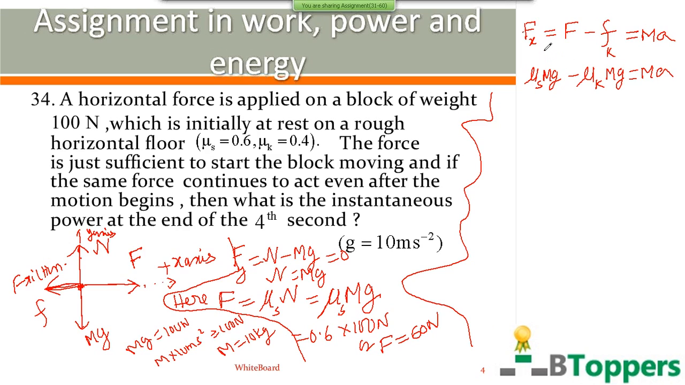If you divide the equation by the mass m, we get the magnitude of the acceleration of the block as (μs minus μk) into g. μs equal to 0.6, μk equal to 0.4, g is 10 meter per second square. So the magnitude of the acceleration of the block will be 2 meter per second square.